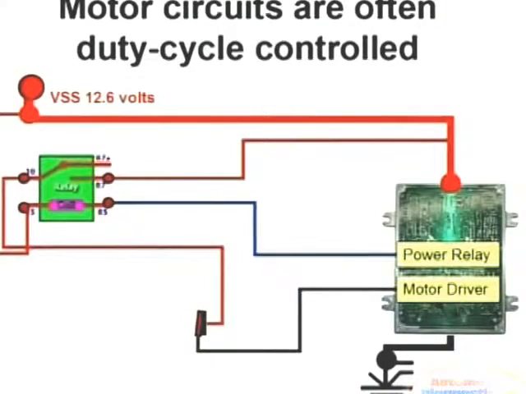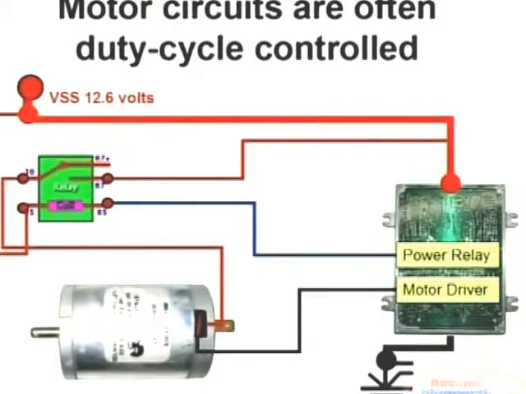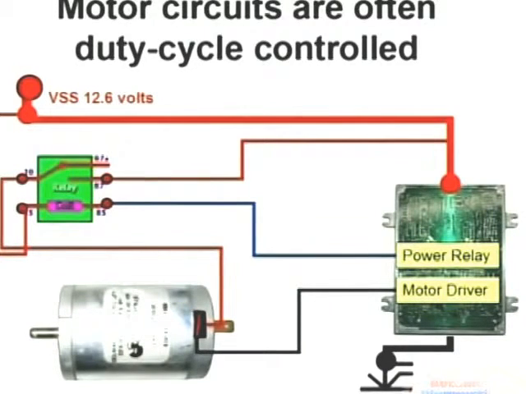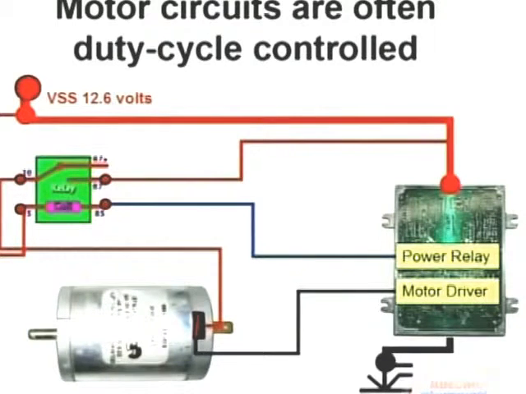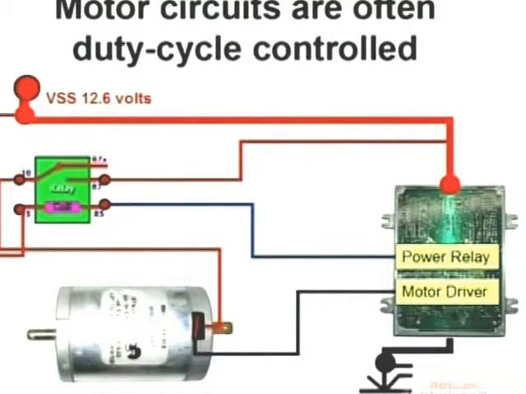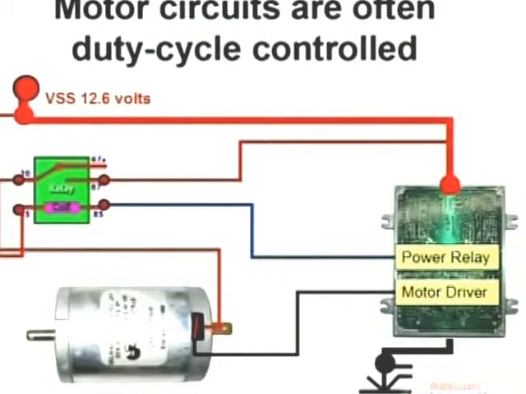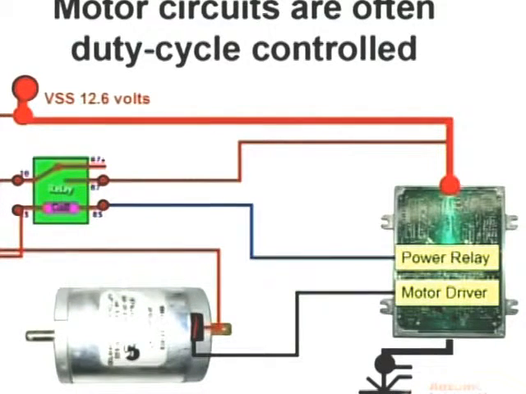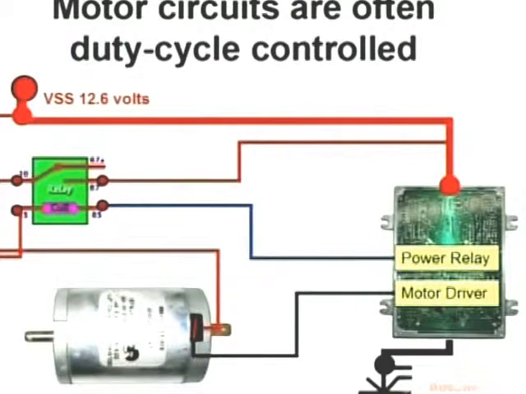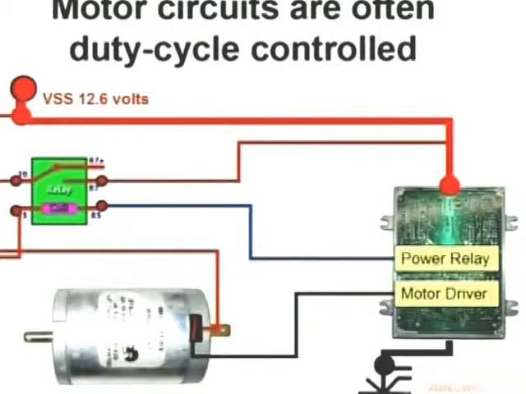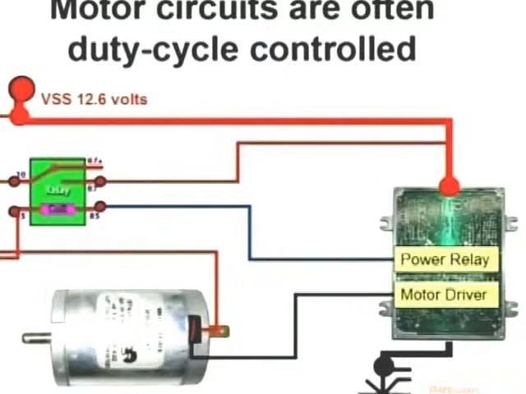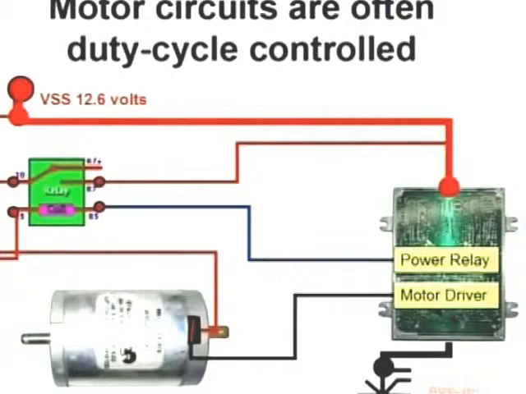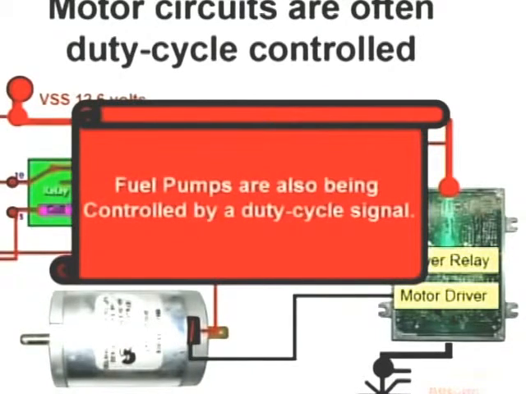Again, duty cycle control motors are employed in a very wide arrangement of different applications. In this particular case, we see how a fuel pump motor is controlled. In this case, you see a relay applying the voltage source or voltage supply line to the motor. This doesn't mean that the motor is controlled by the relay. Fuel pumps are also controlled by duty cycle signals through the negative side of the circuit.